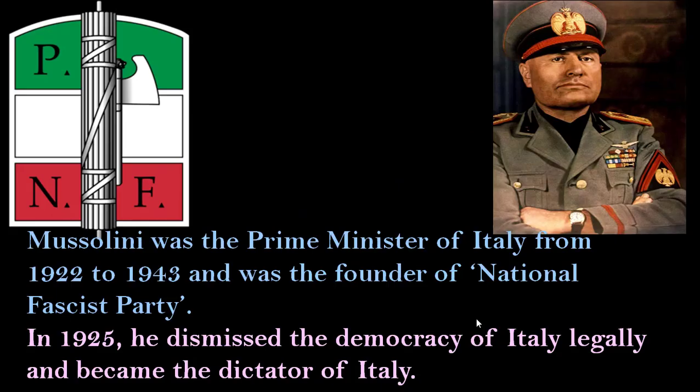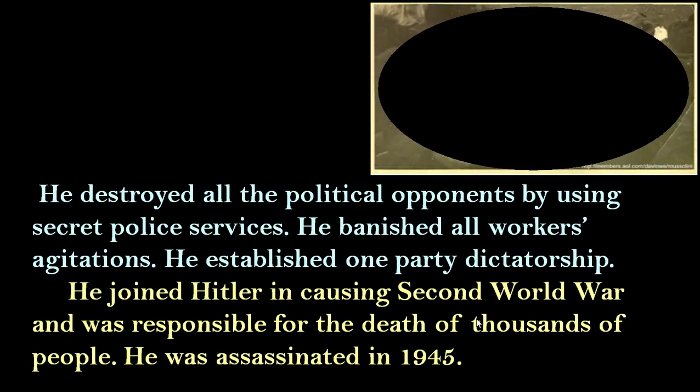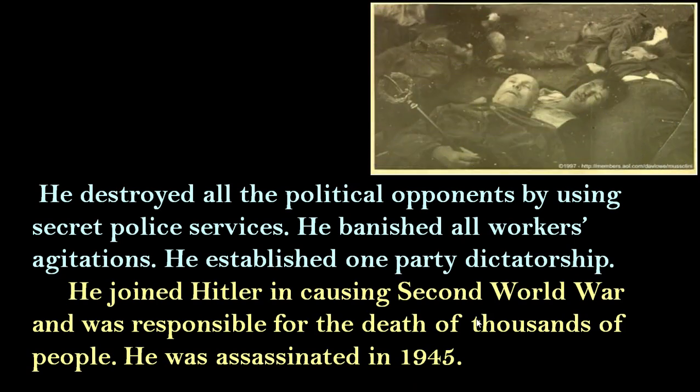Mussolini was the Prime Minister of Italy from 1922 to 1943 and was the founder of the National Fascist Party. In 1925, he dismissed the democracy of Italy legally and became the dictator of Italy. He destroyed all political opponents by using secret police services. He banished all workers' agitations. He established a one-party dictatorship. He joined Hitler in causing the Second World War and was responsible for the death of thousands of people. He was assassinated in 1945.